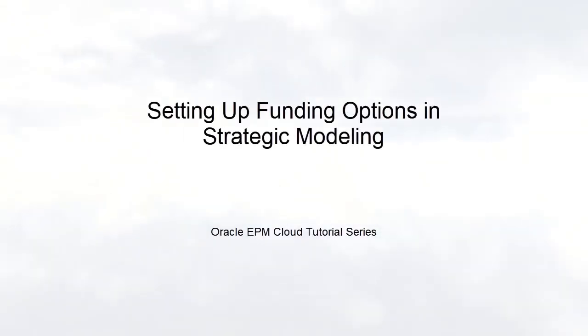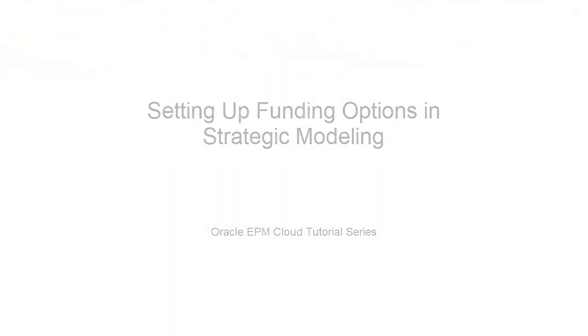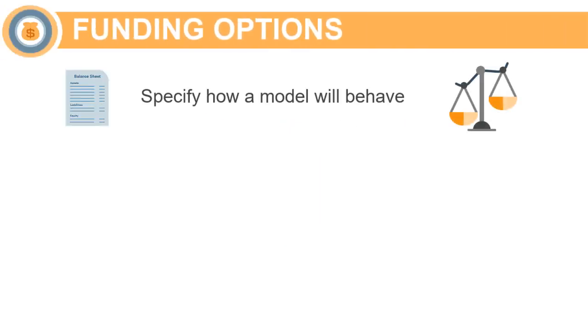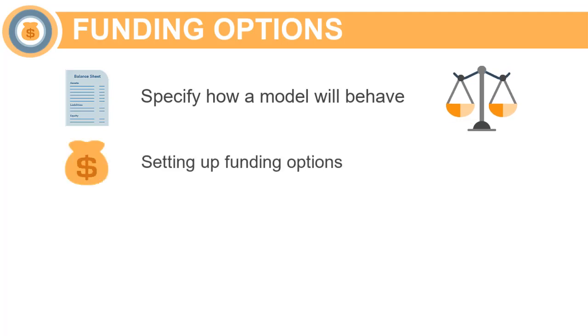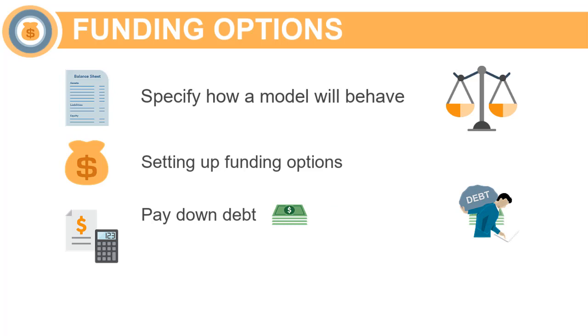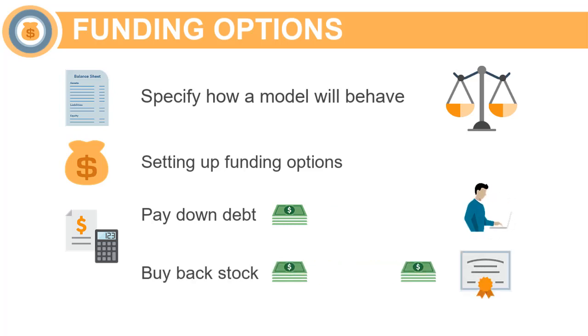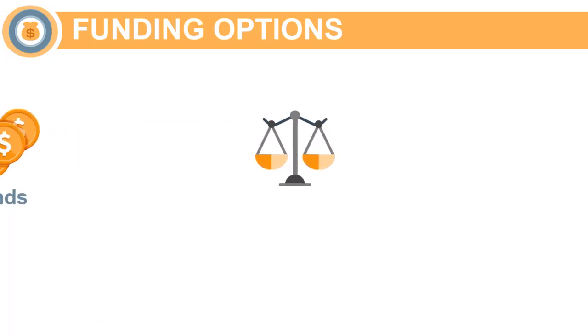In this tutorial, we'll show you how to set up funding options in strategic modeling. For forecast periods, specify how a model will behave when balancing the balance sheet by setting up funding options. You can use excess cash to pay down high-interest debt, and you can use it to buy back shares of stock. Items that can be used to balance the model are called funds.